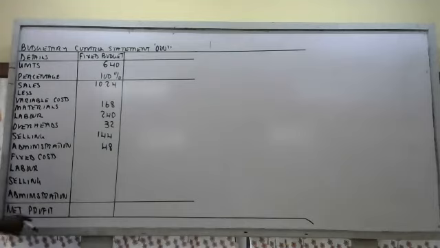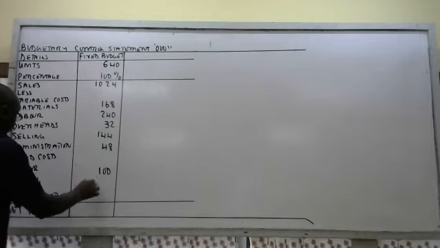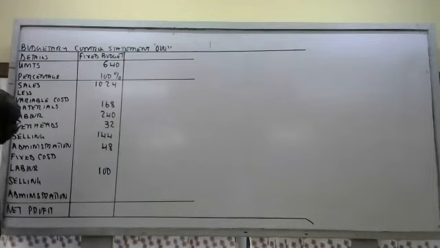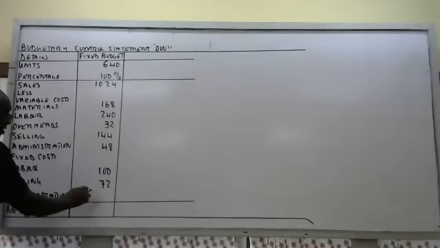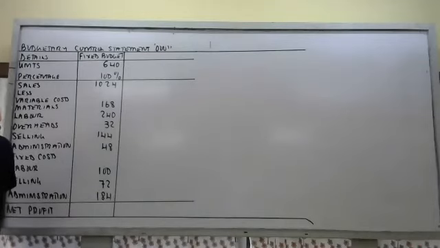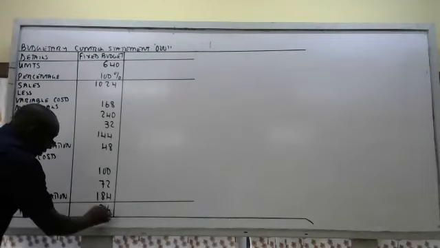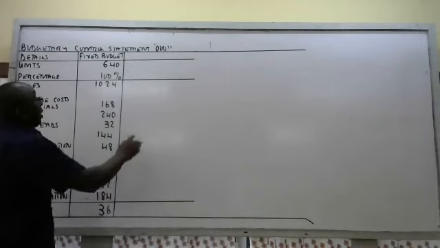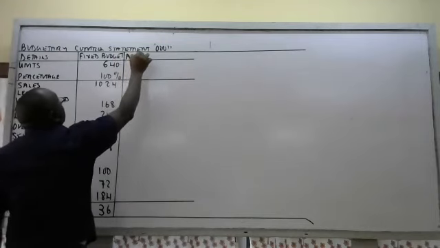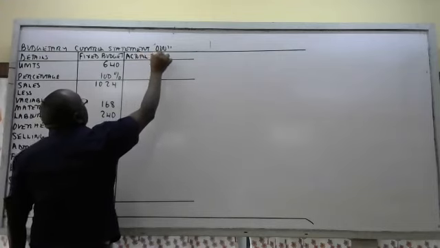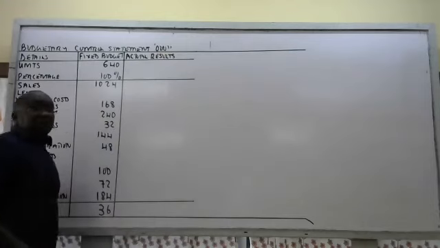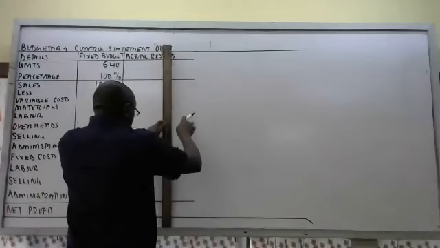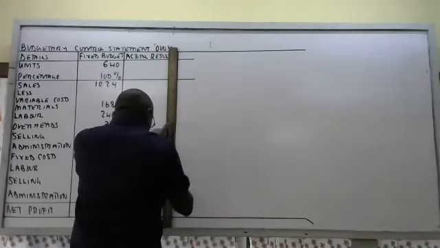Then for the fixed costs, labor is 100. Selling is 72. And administration is 184. And the net profit is 36. So that one you just copy as it is given. The next one is actual results. So actual results, hata hiyo haina mambo mingi. You just draw the line where those words have ended.